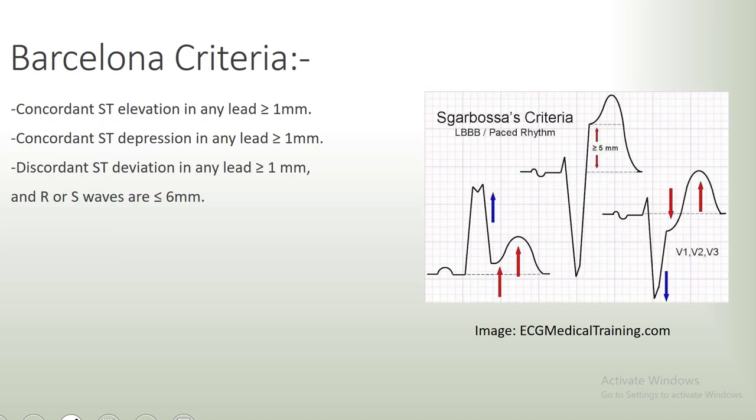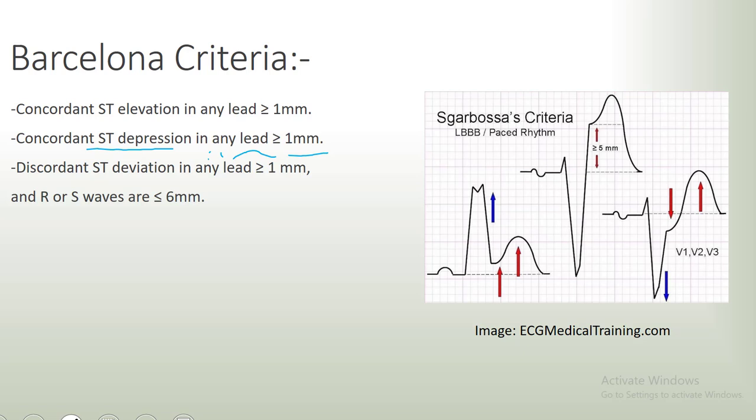So they also developed a new criteria called the Barcelona criteria. Again, these criteria are also unweighted, so there is no scoring system. And the first point is the same for all the criteria that we talked about. But the second one is different because it's not only limited to leads V1 to V3. Concordant ST depression is considered to be abnormal in any lead, as long as it's more than 1 millimeter.